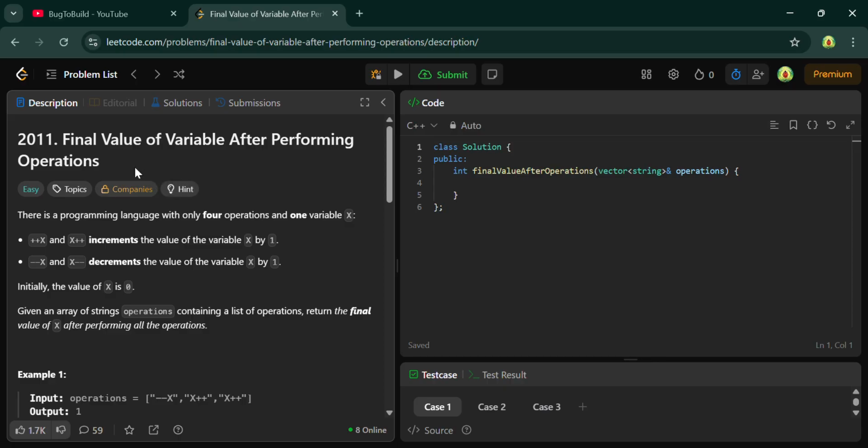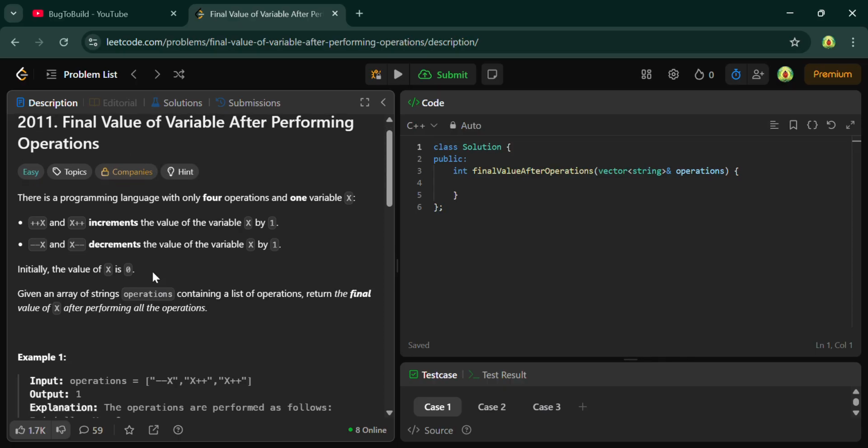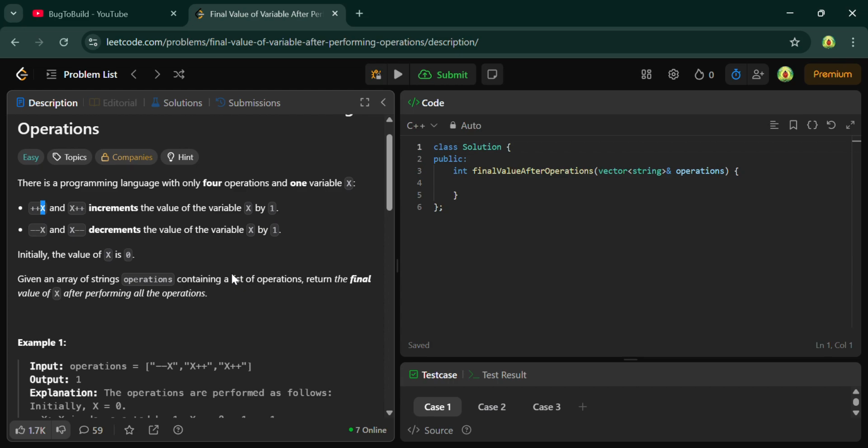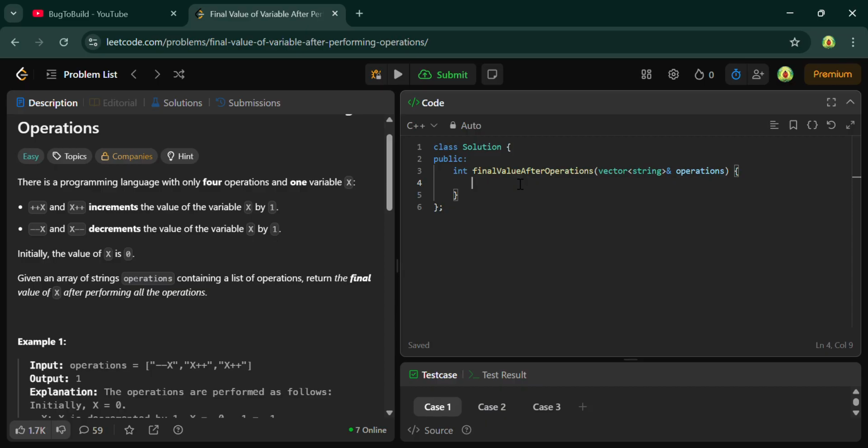So in this question, there is given one variable x, and if there is x plus plus or plus plus x, then you just have to increment the variable x by 1, and if there is x minus minus or minus minus x, then you just have to decrement by 1. Okay, and you just have to return the final value of x. Okay, so let's do this.